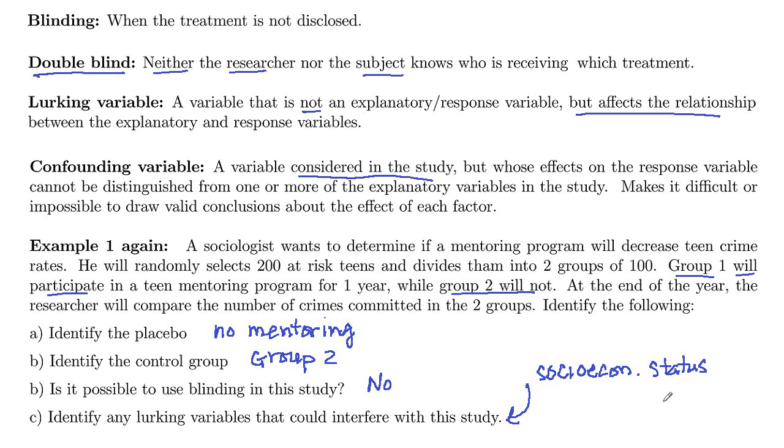So, if families have more money, students may be less inclined to commit crimes. There may be a relationship there. Whether or not there's a father in the household. So that certainly could have an effect on what's going on. We haven't considered that variable. And there may be several others, but there's two possibilities right there that could affect our experimental results.